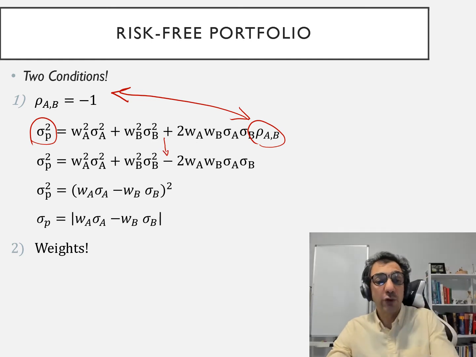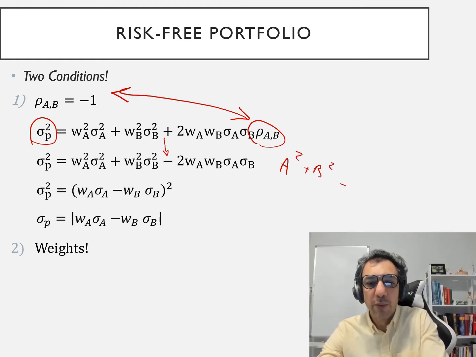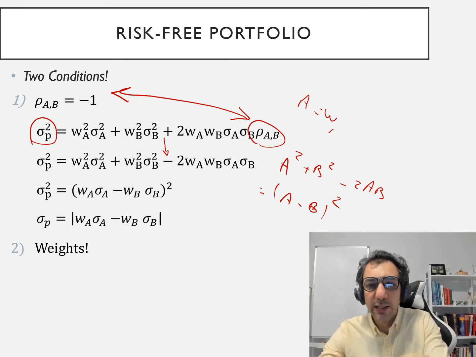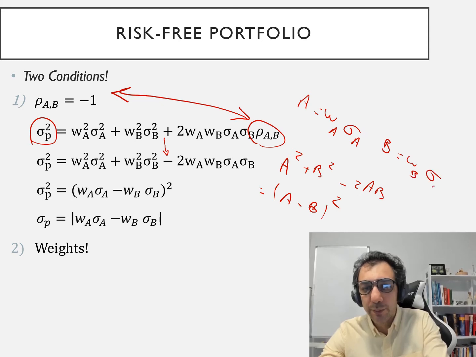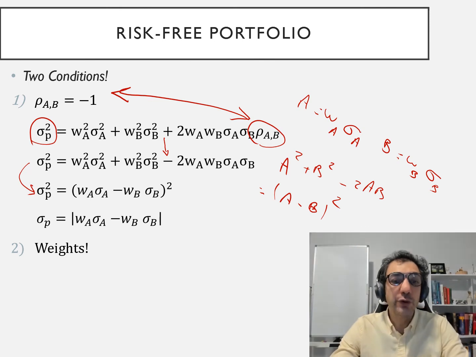So I can rewrite this formula because we know that when you have A² plus B² minus 2AB, this is the same as (A minus B) squared. We know that, correct? And what is our A here? Let's assume your A here is WA sigma A, and your B here is WB sigma B. So I can replace this formula for variance with this new one. The variance of the portfolio becomes (WA sigma A minus WB sigma B) squared.